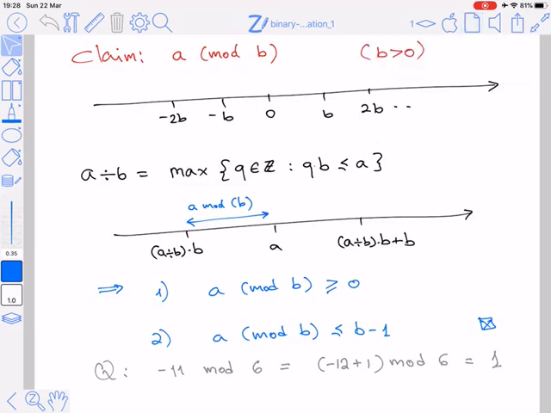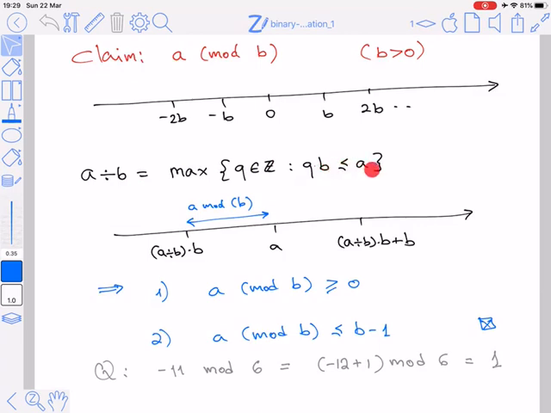Okay. Instead of giving a formal proof, I will give a proof by a picture. So consider here the axis of all the numbers. Here we have 0. Here we have b, 2 times b, 3 times b, and so on. And we also have the negative sides, minus b, minus 2b, and so on. Recall that I assume that b is not negative. Now, the quotient a divided by b is defined to be the maximum q such that q times b is less than or equal to a.